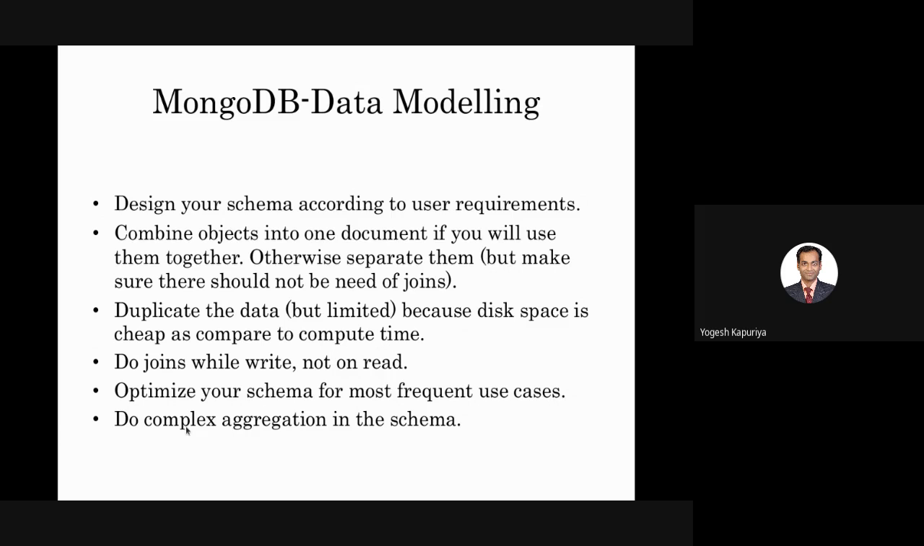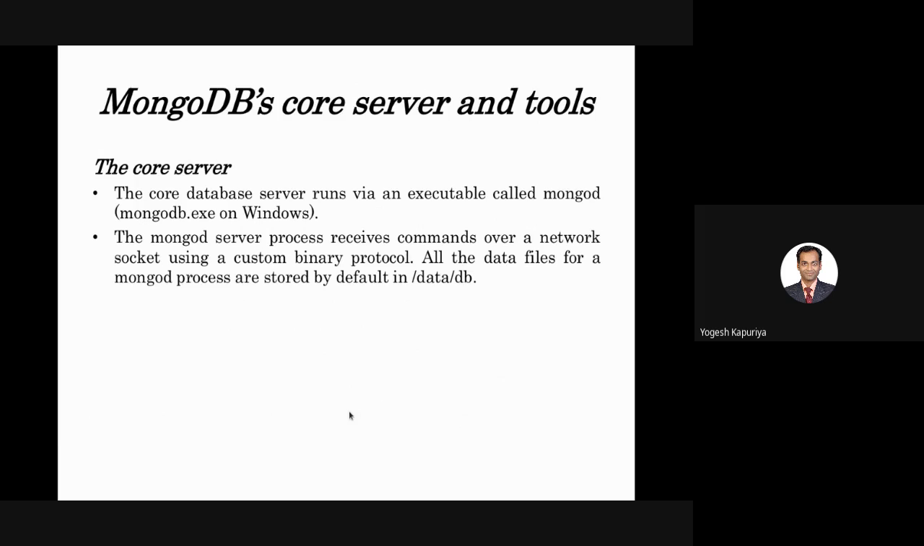So you have to optimize your schema according to the use cases. Aggregation means a group by, count, sum, max, mean, everything. That should be there within the schema, or it should be taken care of by the schema.